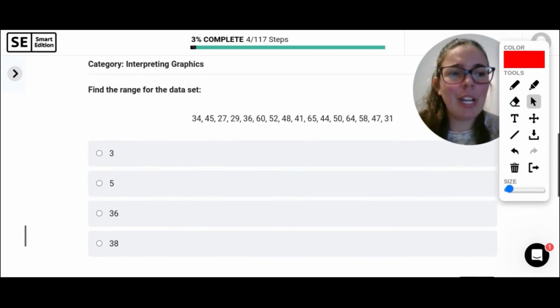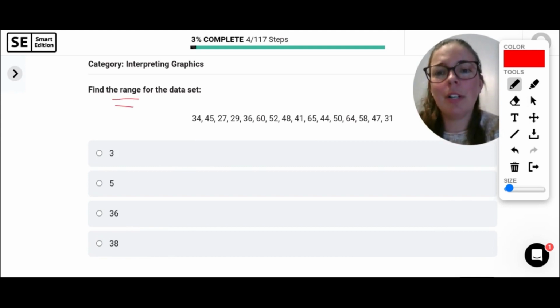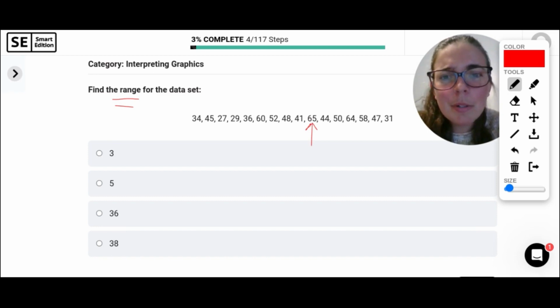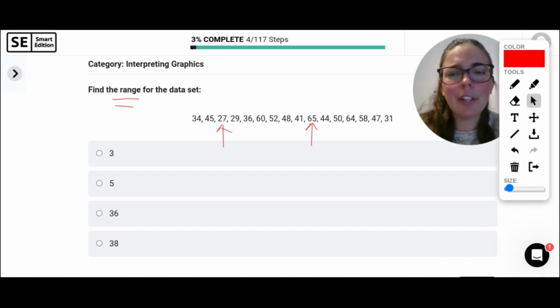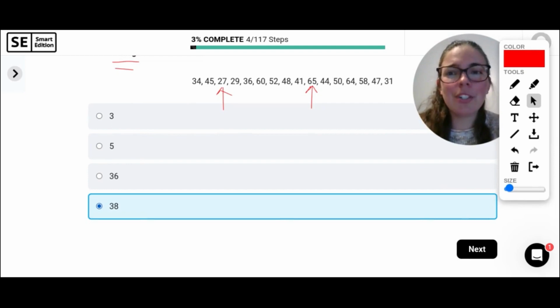All right, let's find the range for this set of data. So range, okay, important to know this vocab word. Range just means max minus min. So let's find our maximum and our minimum value. So I'm just going to scan through this data. Looks like that's my maximum of 65. And what's my minimum? 27, it looks like. So 65 minus 27, plug that into your calculator, and you will get 38 as your range for this set of data.